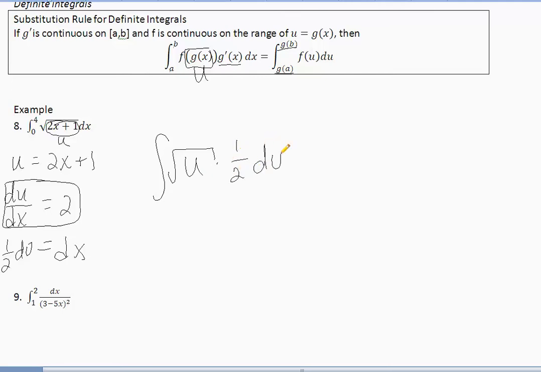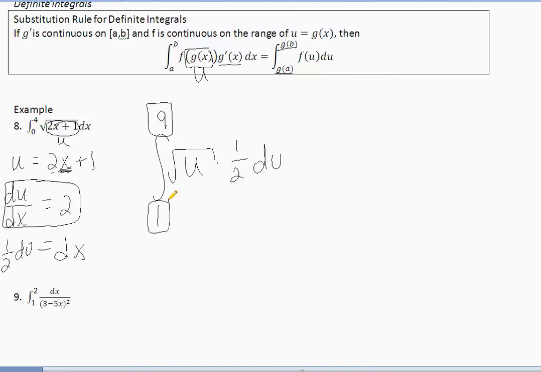Now, instead of going from 0 to 4, because 0 and 4 are in terms of x, I want to change these so they're in terms of u. So you're going to plug 0 in here and say when x is 0, what's u? 2 times 0 is 0 plus 1 is 1. So the 0 becomes 1. Now we're in terms of u. When x is 4, what's u? U would be 9. So these are now different because they are in terms of u.